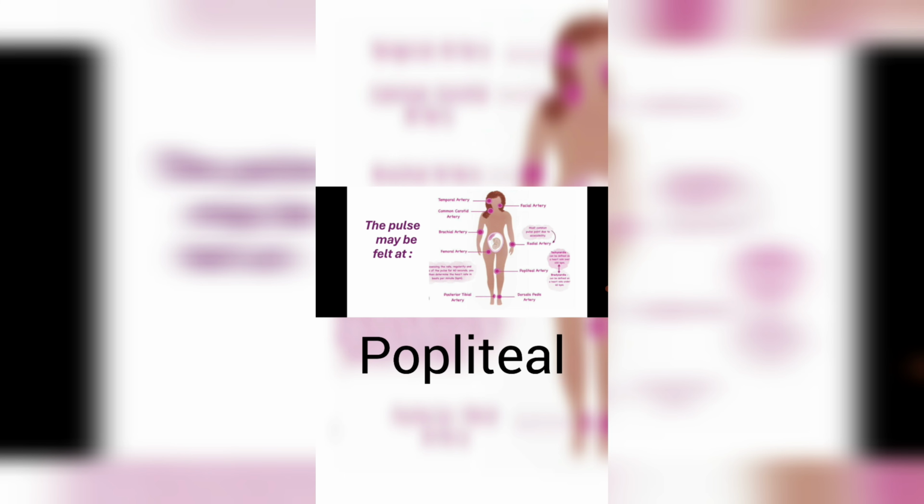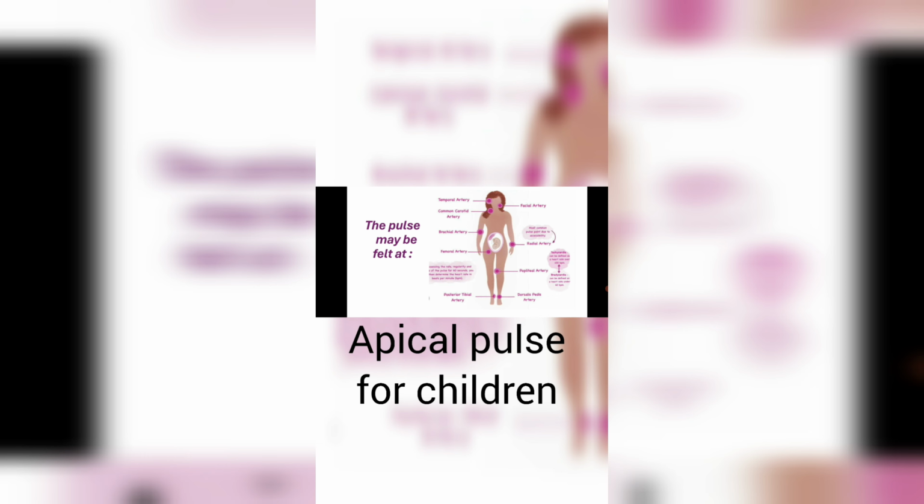Then the popliteal artery in the popliteal fossa, that is the back of the knee. Then the dorsalis pedis artery on the foot. Then the posterior tibial artery behind the medial malleolus. And there is also another pulse which is known as the apical pulse, that is palpated to count the pulse of the infant. Characteristics of the pulse.